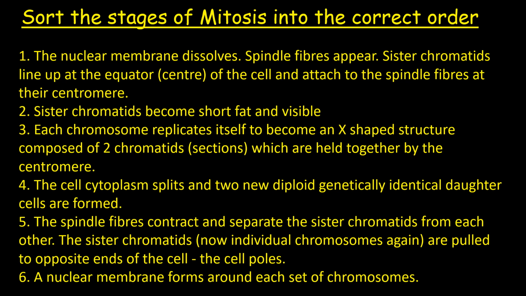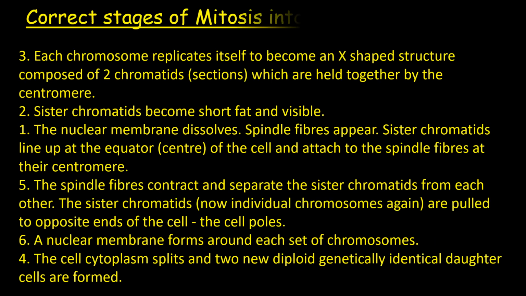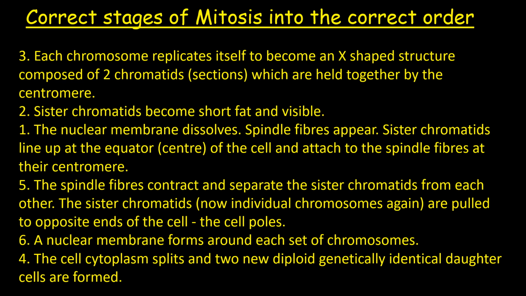So the correct order would be that first of all it would be number 3, so each chromosome replicates itself to become an X-shaped structure composed of 2 chromatids which are held together by the centromere. Then it would be number 2, so sister chromatids become short, fat and visible, so you can see them under the microscope. Then it would be number 1, the nuclear membrane dissolves, spindle fibers appear, sister chromatids line up at the equator of the cell and attach to the spindle fibers at their centromere.